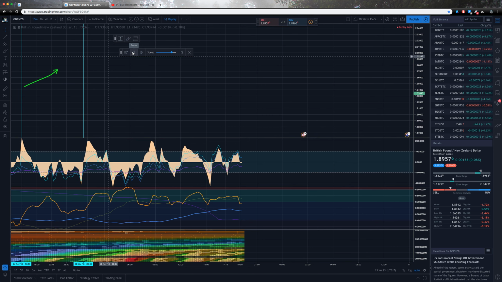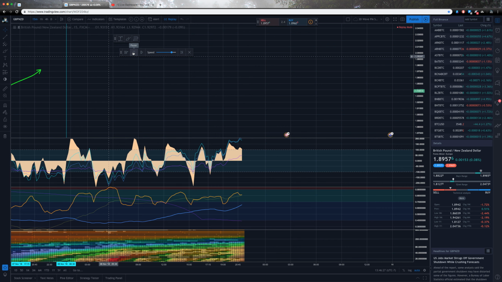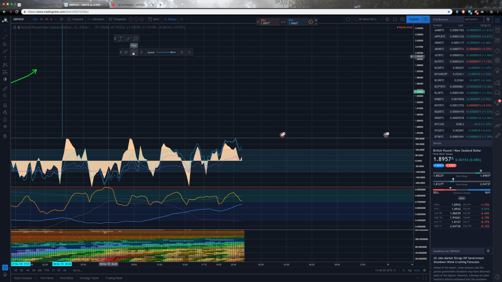Yeah, it's a little bit harder to use 3D Wave Pan without the Bollinger Bands. Oh, that's good. There's a short. I'm taking that.